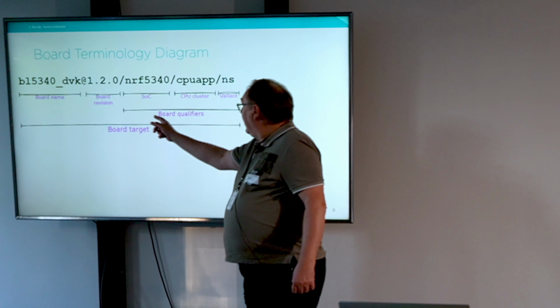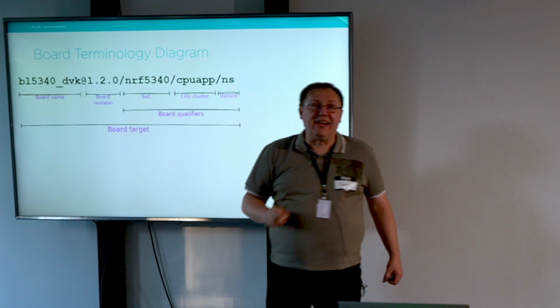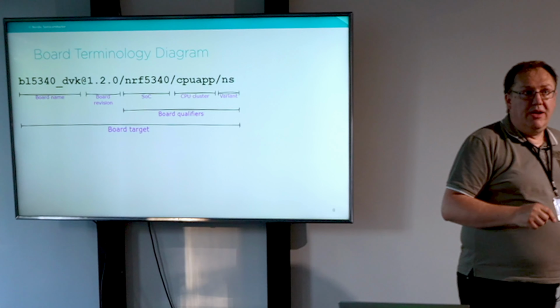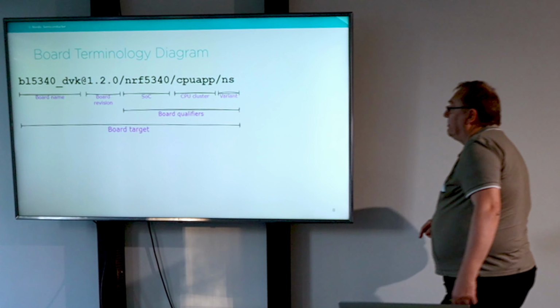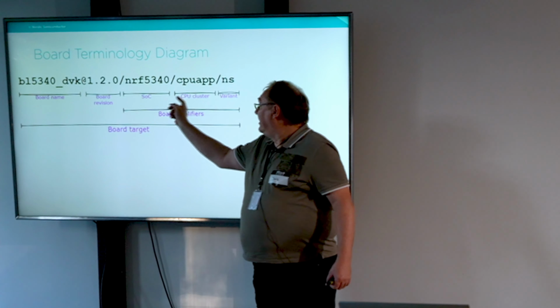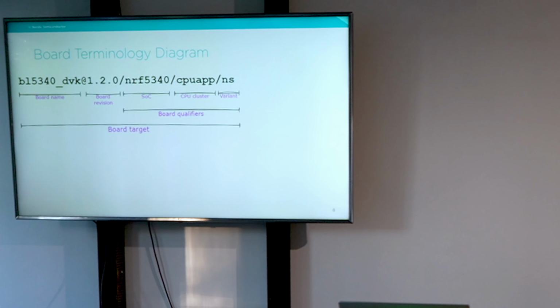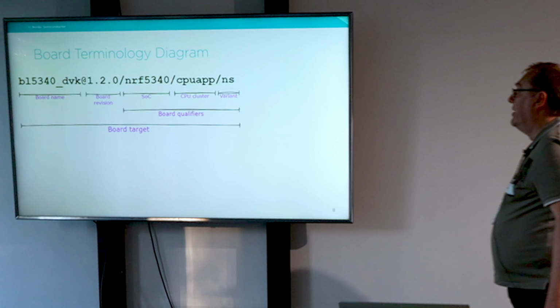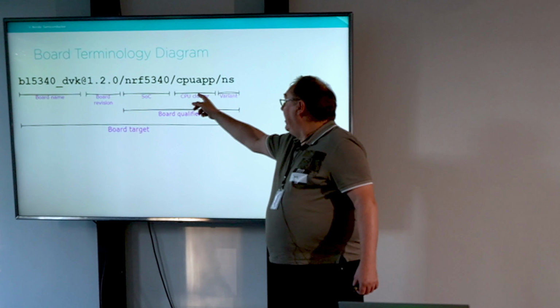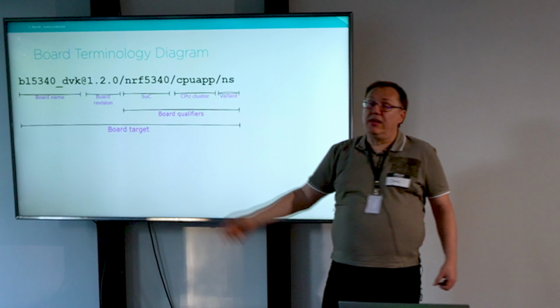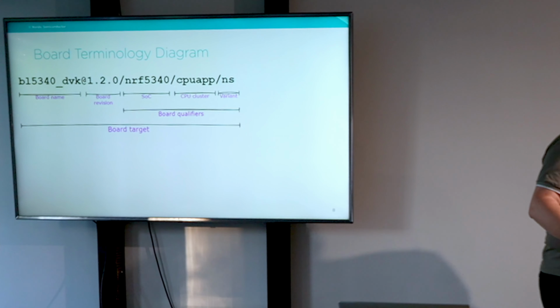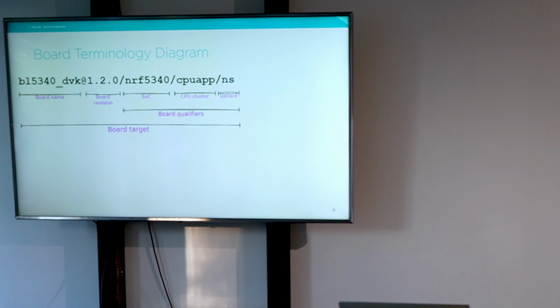SoC, the board qualifiers, that's then again important. You have to use this, especially the SoC. CPU cluster makes only sense if you have a dual core, a multi-core system. Then you define, okay, this is for the application CPU, this is for the network CPU. And the variant would basically be: is this a non-secure or secure domain?